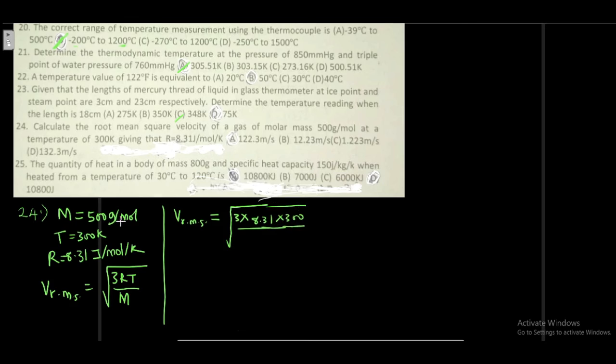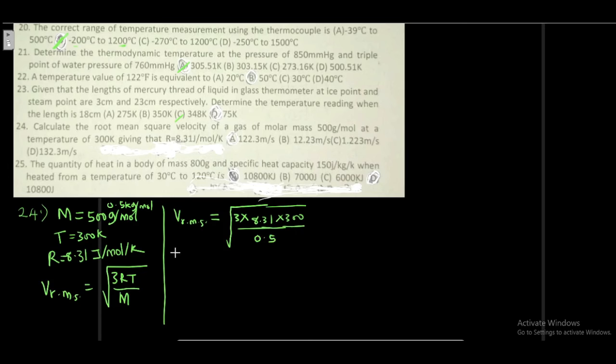The molar mass is in gram per mole. We need to convert it to kilogram per mole, because everything here is in standard units. So 500 gram per mole to kilogram per mole, we divide by 1000. So we have 500 divided by 1000, which gives us 0.5 kilogram per mole. That's what we are going to use to solve, so we have all over 0.5.